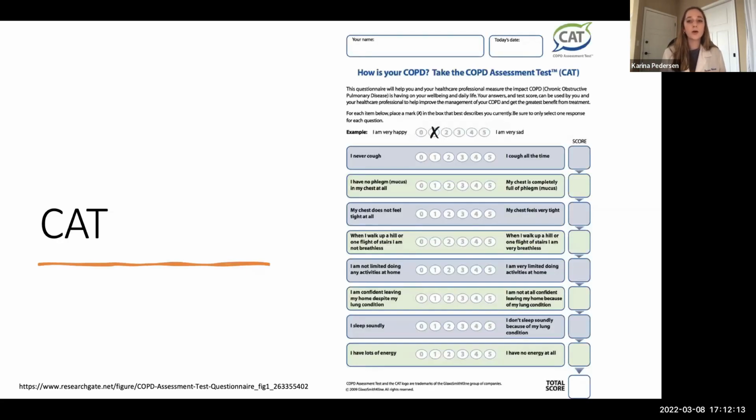So a CAT score, like I said, kind of assesses your overall symptoms. It's scored on a scale from 0 to 5. I'll go through the things on the left. It says, I never cough, and then I cough all the time. So you would rate that on a scale of 0 to 5, 0 being that you have never had a cough, and 5 being that you have a cough all the time.